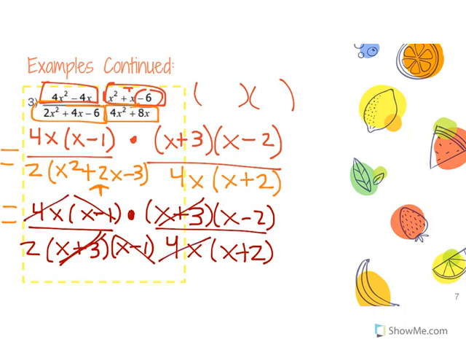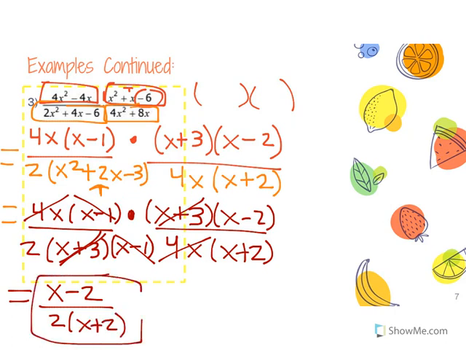So I think we got everything. So we're just going to rewrite this. Go through. The only thing I have on my numerator is that x minus 2. And then the only thing in the denominator I have is my 2x plus 2. So that's my simplified multiplied value there.